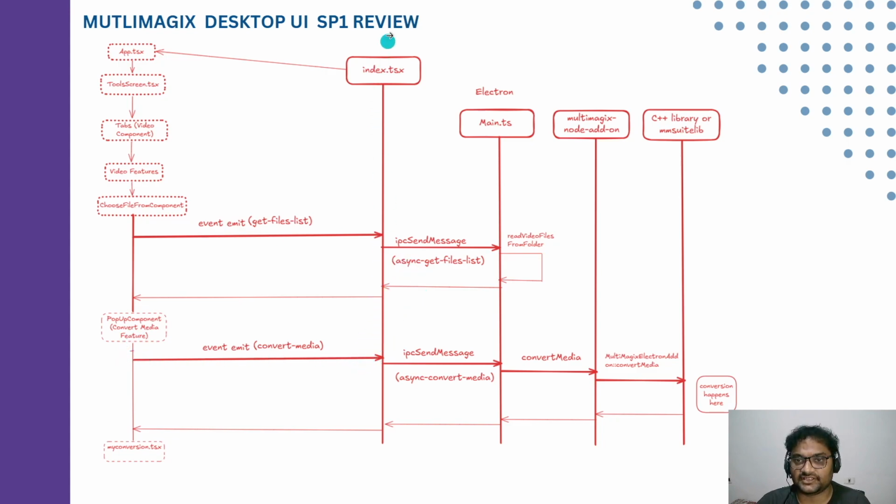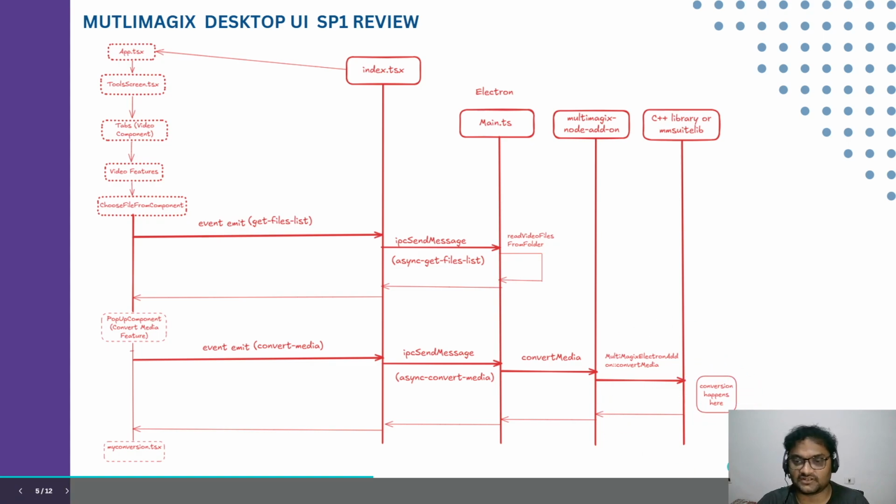event is listened to on index.tsx, and after listening it sends an IPC message to main.tsx, which is a written component. The IPC send message is received by this Multimagic node add-on, and inside the IPC send message you will call convert media, and convert media calls this node add-on convert media, and it calls the backend code here, and all the conversion happens here.